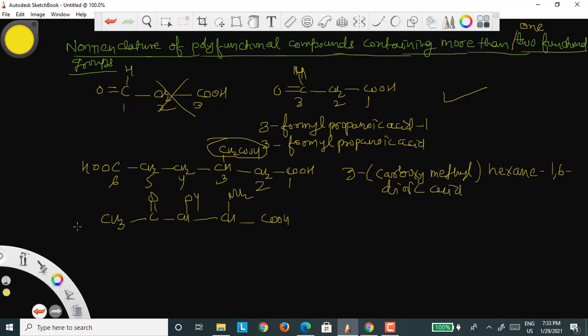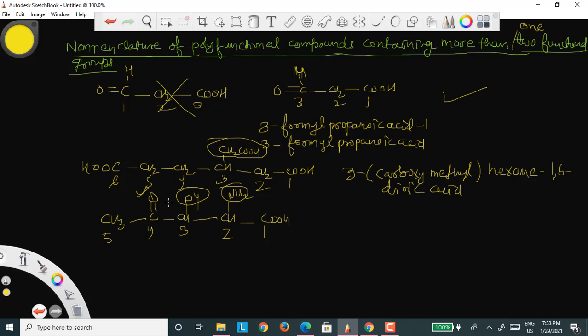Now see how to name this compound. Now you see the order of priority of functional groups: COOH is the first priority. Okay, so it should be given number 1. If it is number 1, then 1, 2, 3, 4, 5. This is the longest chain. Now this is one substituent, this is another substituent, this functional group is also another substituent. And C double bond O, the suffix is one, but the prefix is oxo.